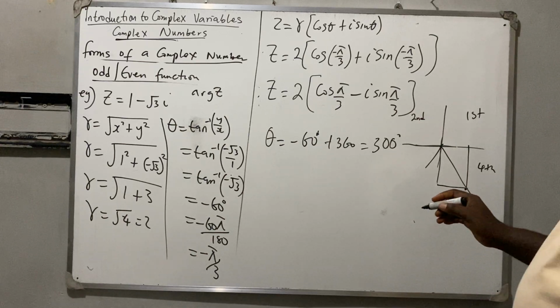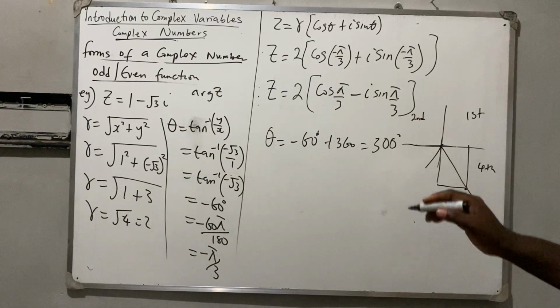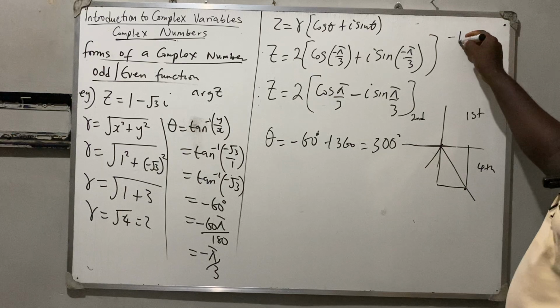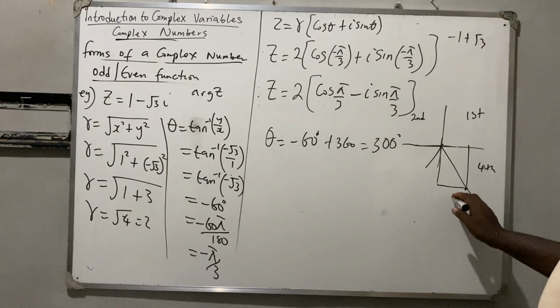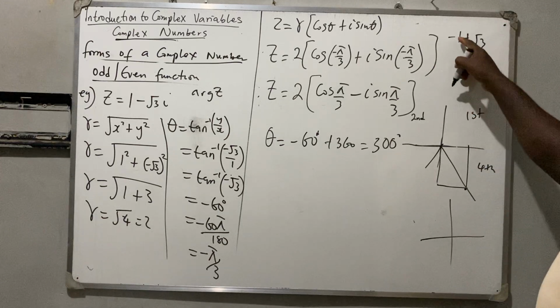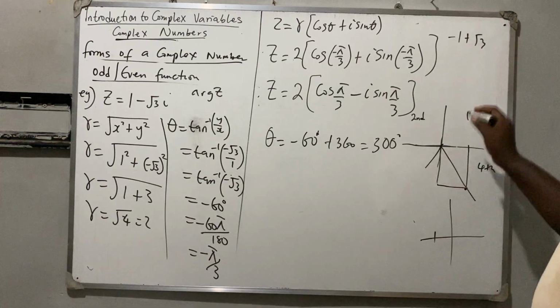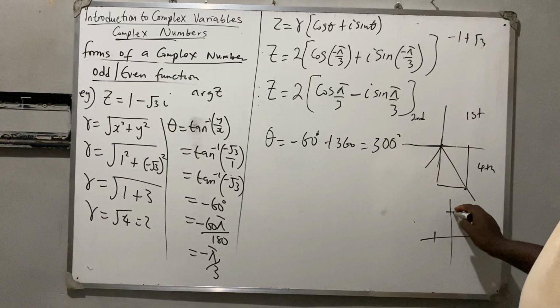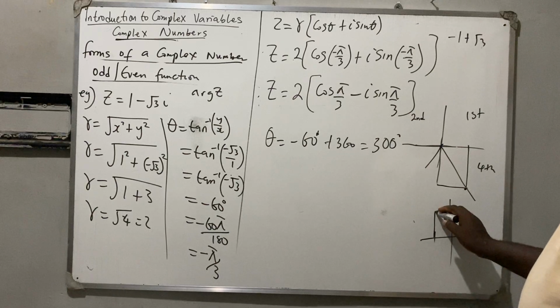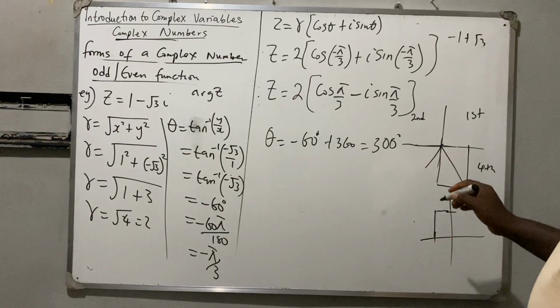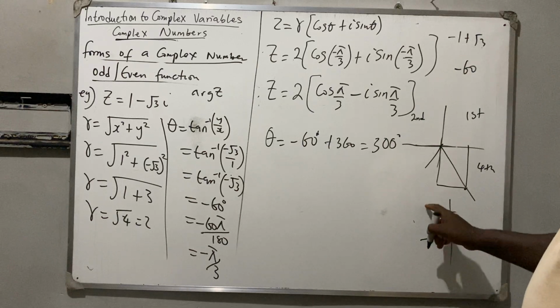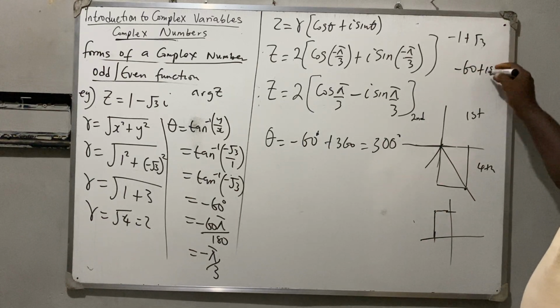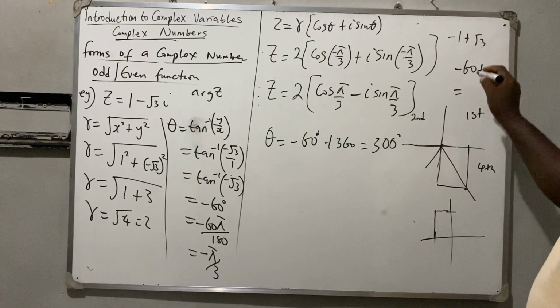So, for example, let's say that we have minus 1 plus root 3. Let's see what is going to happen. For minus 1 plus root 3, you see that my x is negative and my y is positive. So this falls in the second quadrant. Since it's in the second quadrant, if I get minus 60, I will add 180 to it. So this plus this will give you 120.